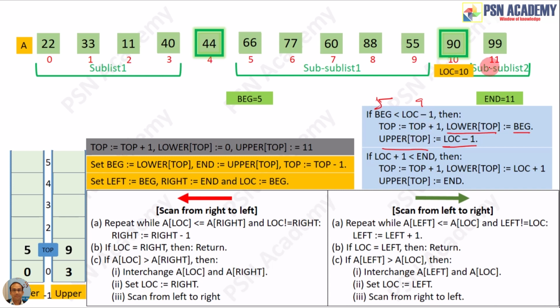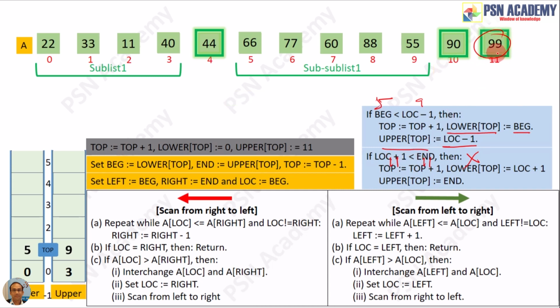It's fine. Now on the right hand side, we have already discussed about this, that if you find one element in a sublist, then you will come to know that that element is in correct position, so there is no need to run the algorithm. So here we find that in this sub-sublist 2, there is only one element, 99. So 11 is the lower index as well as the upper index. So we do not need to run the algorithm here. So you see here, if LOC plus 1, that is 11, is less than end, it is not less than equal to end, it is less than end. So end is 11 and LOC plus 1 is 11. So this condition will not work. This is the check for handling single element in a sublist.